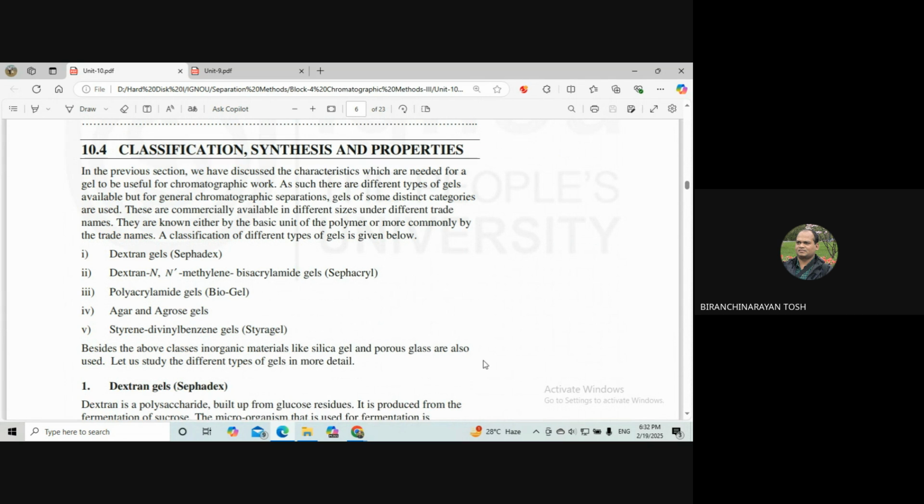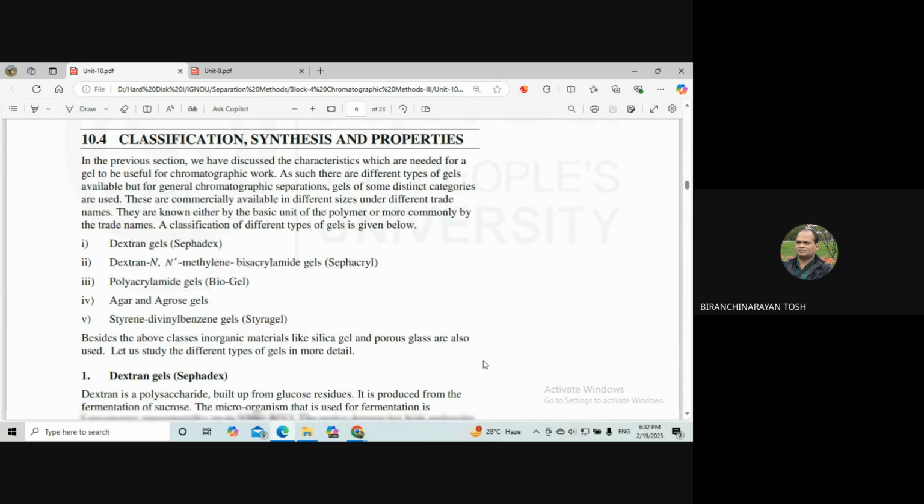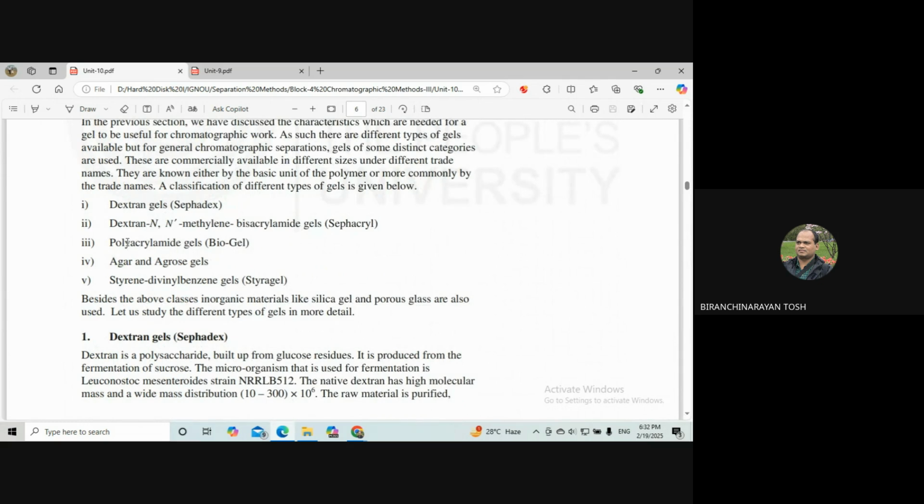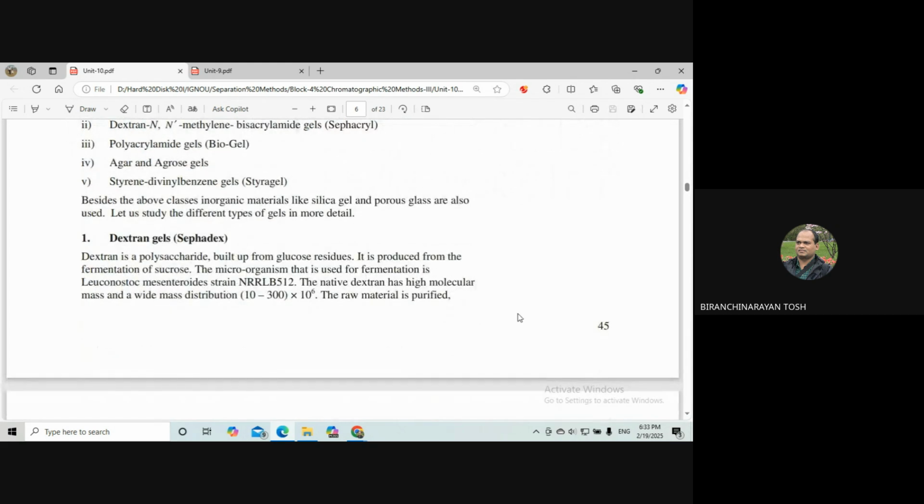So we discussed the characteristics which are needed for a gel to be useful in chromatography work. Now we'll discuss how they are synthesized. The classification of different types of gels is given here. So dextran gels, there is Sephadex. Then dextran N,N'-methylene bisacrylamide gels, that is Sephacryl. Then polyacrylamide gels like Biogel, agar and agarose gels, styrene divinylbenzene gels like Styragel. Besides the above classes, inorganic materials like silica gel and porous glass are also used. So let us study the different gels here.